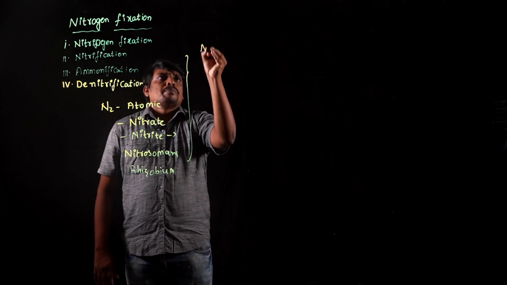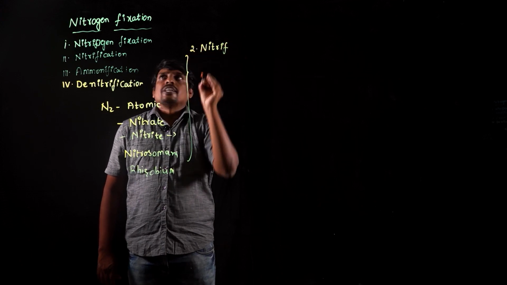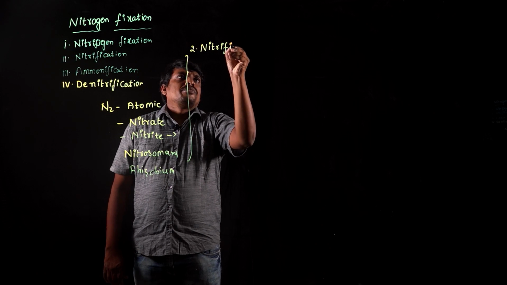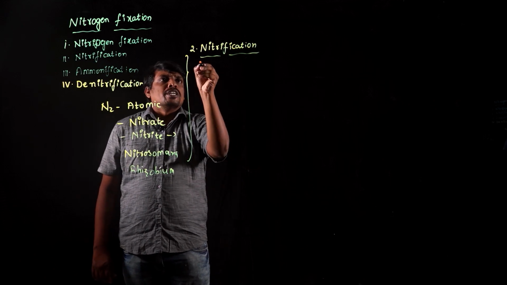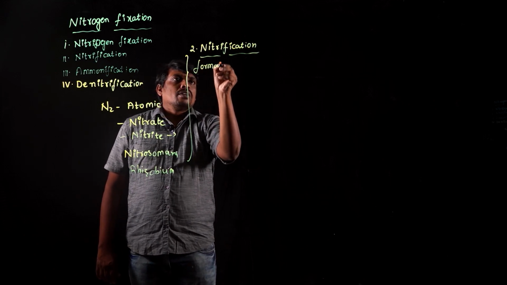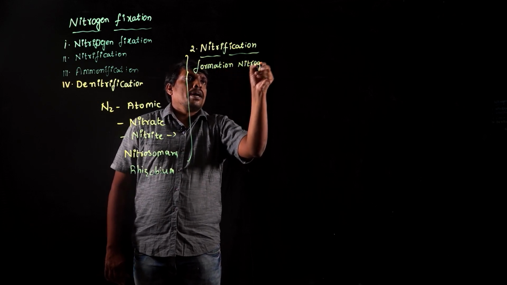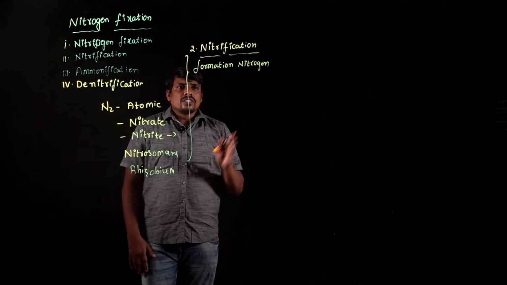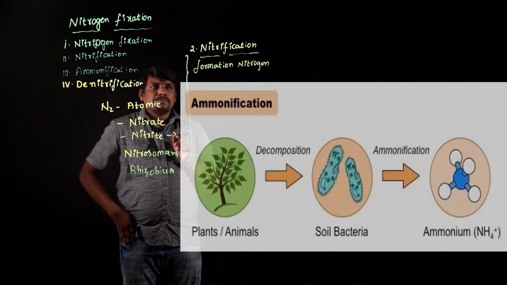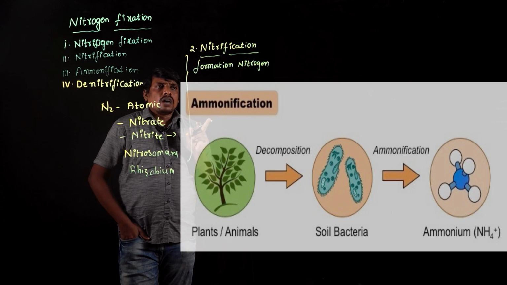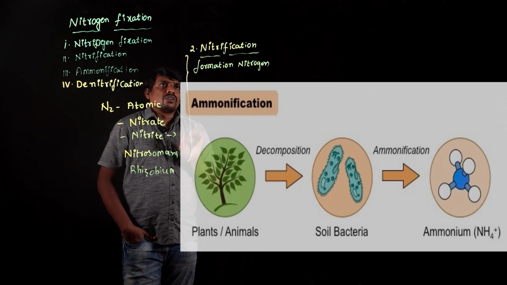Thereafter, what do you mean by nitrification? The second step in the process of nitrogen fixation is nitrification. Nitrification is nothing but formation of nitrogen from the primary components. How does this nitrification occur? If you see this diagram, here you can see ammonification as an example. Ammonification is also one of the processes of nitrification.